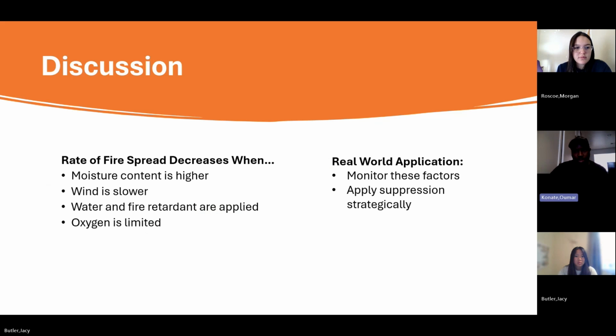The modeling result shows the wildfire spread is strongly influenced by environmental conditions and suppression actions. The rate of fire spread decreases when moisture content is higher, when wind is slower, when water and fire retardant are applied, and when oxygen is limited. This behavior would match real wildfire observation where dry, windy conditions lead to rapid fire growth and suppression resources are applied early. This emphasizes the importance of monitoring these factors and strategically applying suppression to manage wildfire spread.